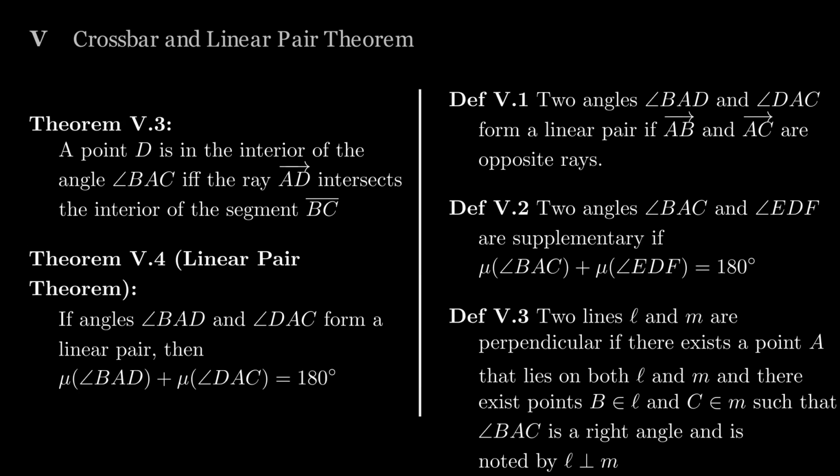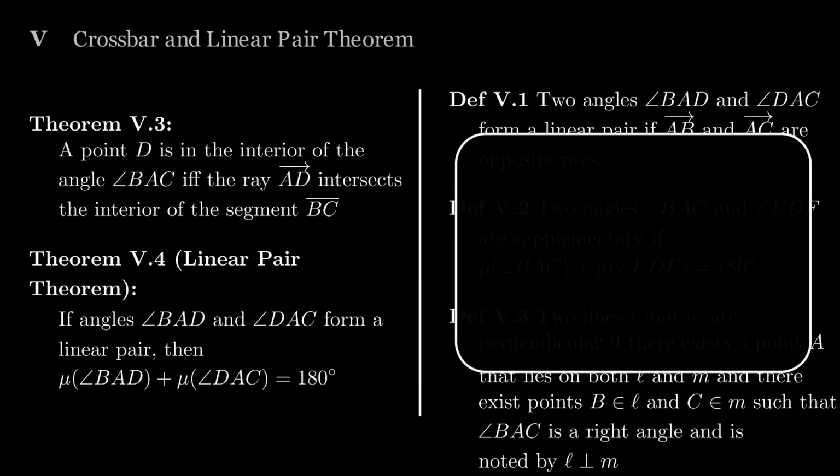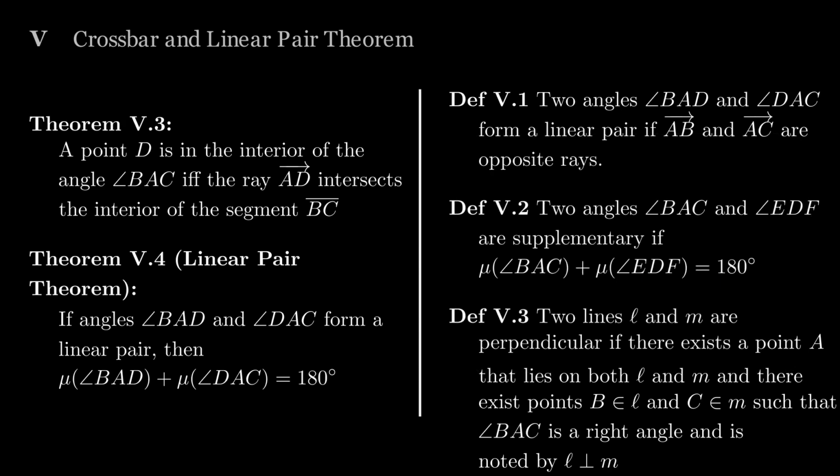Another important theorem is the linear pair theorem, which tells us that if angles form a linear pair, then the measurement of those angles is equal to 180 degrees. As referenced earlier in the video, we don't call it a straight angle, but rather a linear pair because of how they are opposite rays.